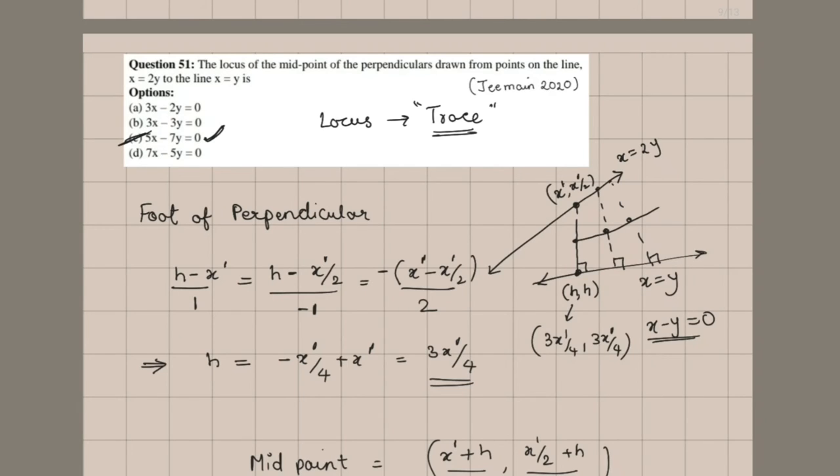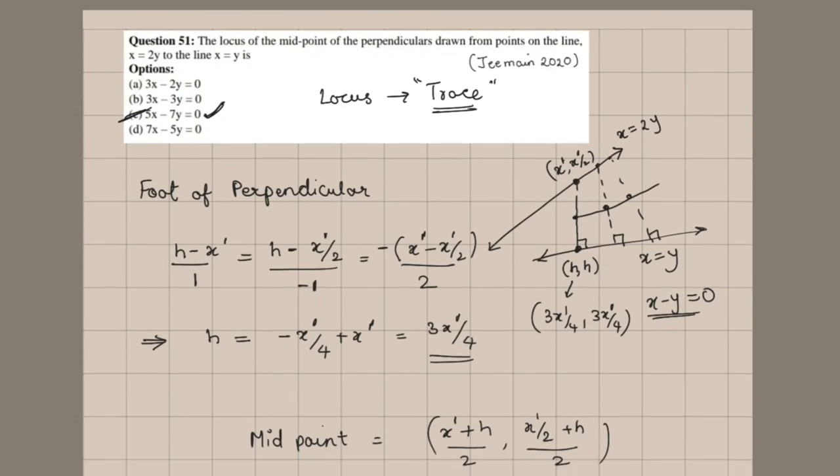See, the whole idea is simple. We need to find the foot of the perpendicular. We need to take some random point on x equal to 2y, and we need to find the foot of the perpendicular from that point to the line x equal to y. We got that foot of the perpendicular as 3x' by 4, 3x' by 4, because these two are equal since it lies on the line x equal to y. So we got the foot of the perpendicular.